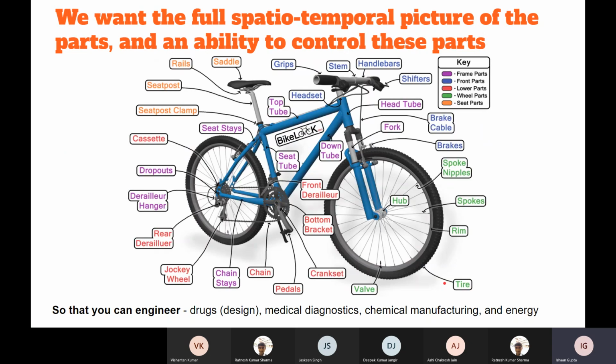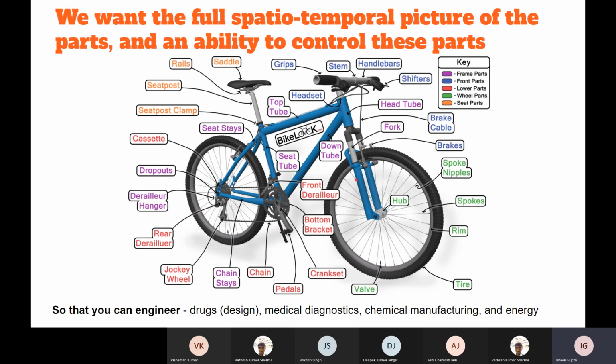So what we actually want from structural biology is to give us a full spatio-temporal picture of how the parts are individually placed, right? And how they are coming together in the form of the entire organism. All right. And once you are able to do this, once you understand how this organism has come about, then you can also manipulate. You can also engineer different things, such as drugs, which is called drug design. So maybe let's say if you understand how the bicycle is put together, maybe you can put a light here, right? That could be a design.